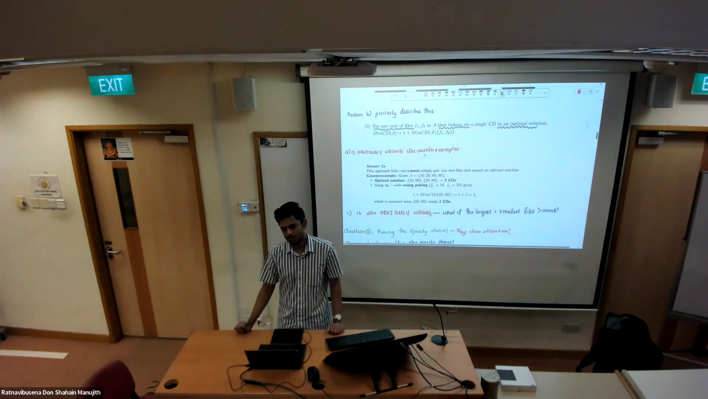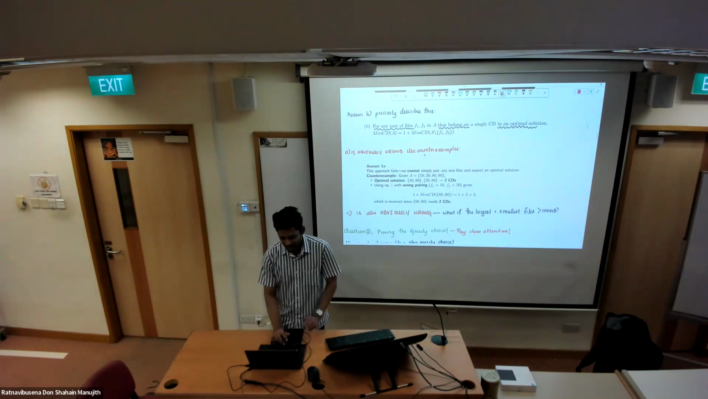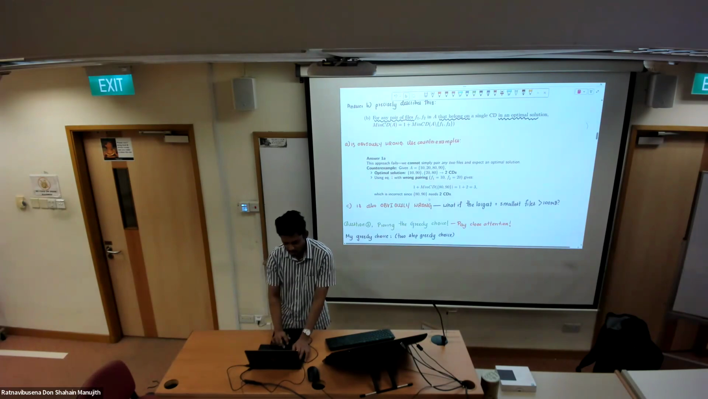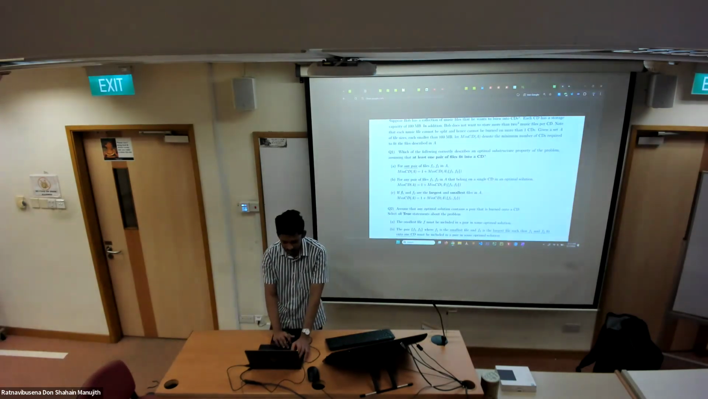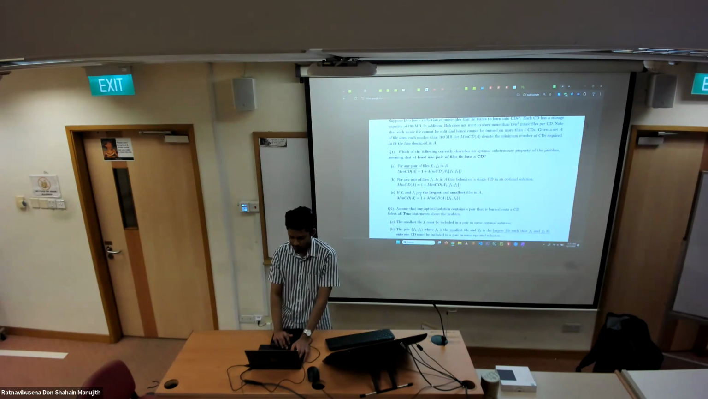I mean, it's obvious, if that was true, then you wouldn't even need to give this as a tutorial question, right? Okay, so C is also obviously wrong. So what is C? If F1 and F2 are the largest and smallest files in A, then min CD A equals 1 plus min CD A take away F1 and F2.